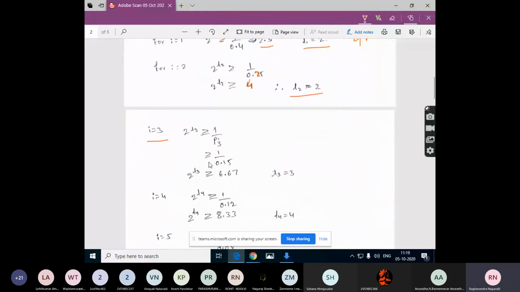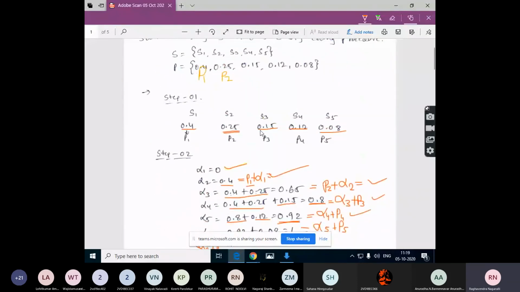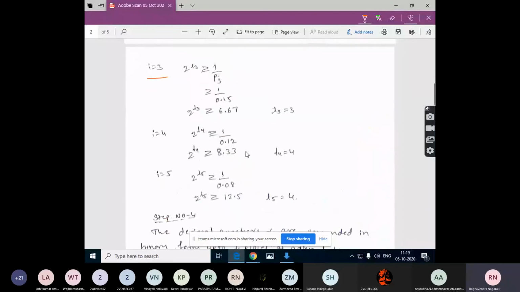Now for i equals 3, 2 raised to l3 should be greater than or equal to 1 by p3. And what is p3? p3 is 0.15. So substituting 0.15, 1 by 0.15 is 6.67. You can use the calculator to find these values. So 2 raised to l3 should be greater than or equal to 6.67.